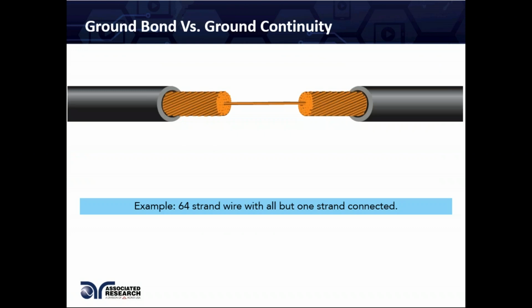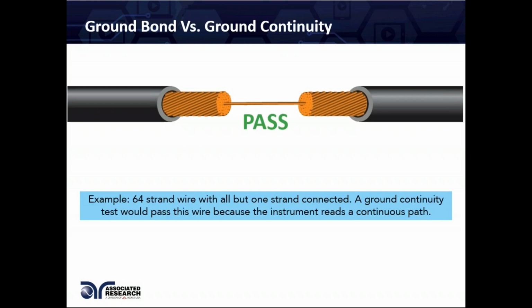So a little bit more about the differences between the ground bond and the ground continuity test. In this picture, what you're looking at is a big cable with a bunch of different small wires inside the insulation. In this case, we're showing a 64-strand wire with all but one strand connected. If we were to run a ground continuity test from the left side to the right side, we will see a pass because there is at least one strand connected, and it will give us an indication that there is continuity, and we will pass the test.